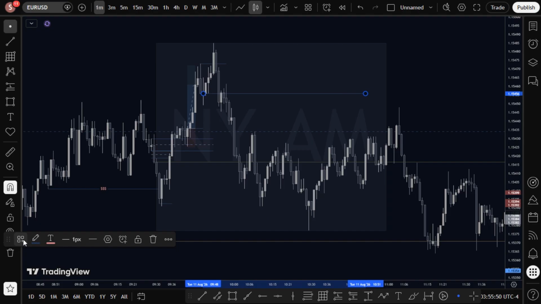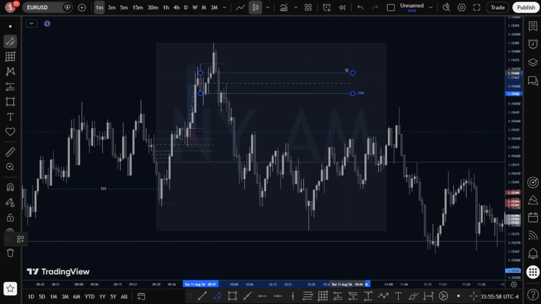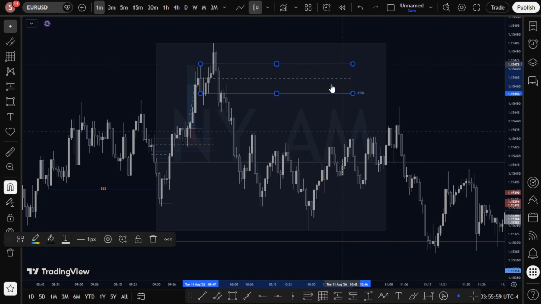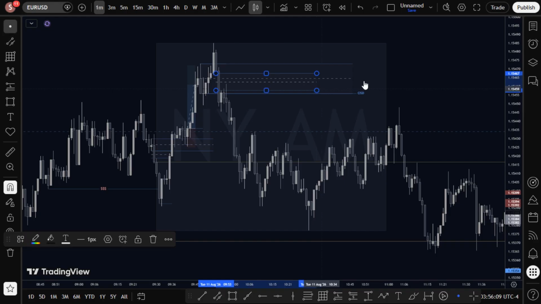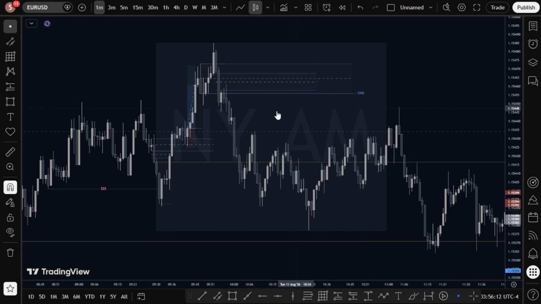Change in state. And then condition number three, there was a breaker. The breaker. And then condition number two, there was a compulsory fair value gap, which now makes this a unicorn model. Unicorn model, developed by ICT himself. So our entry is very clear.